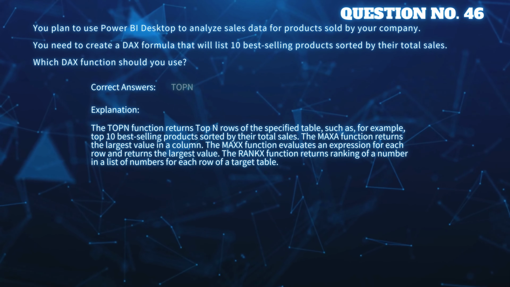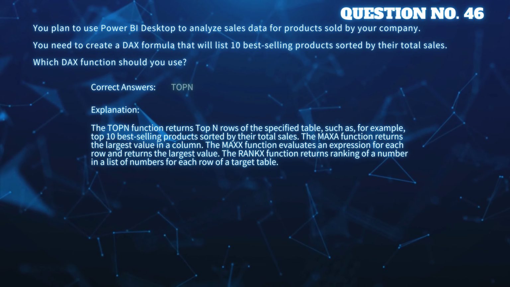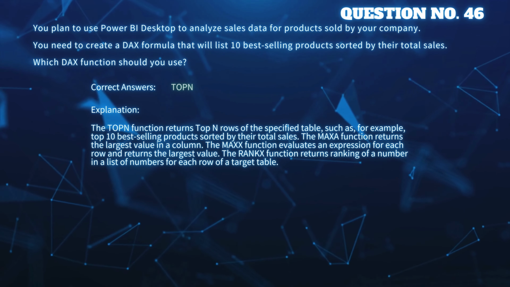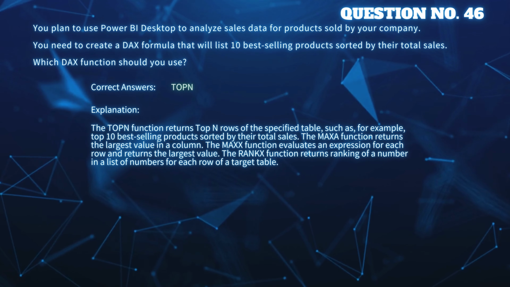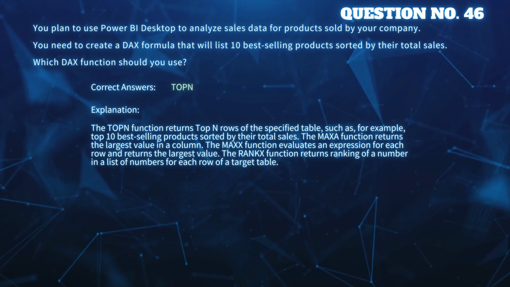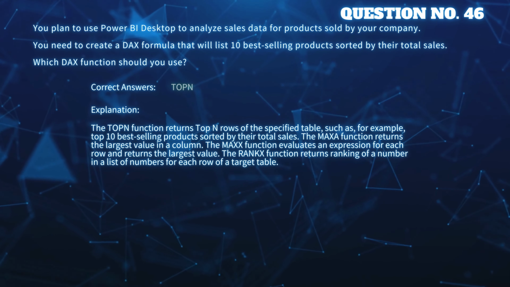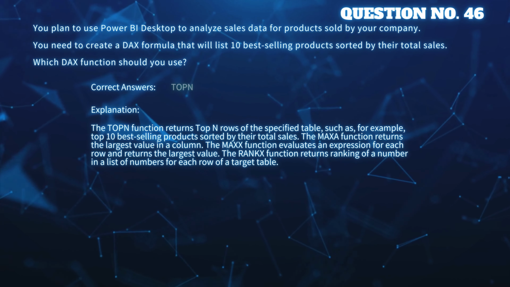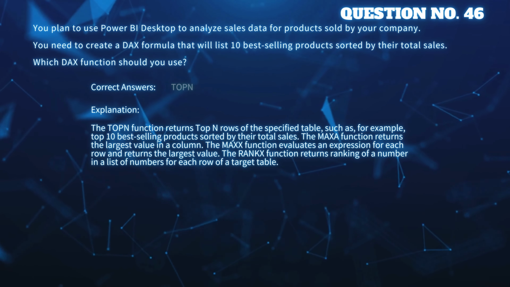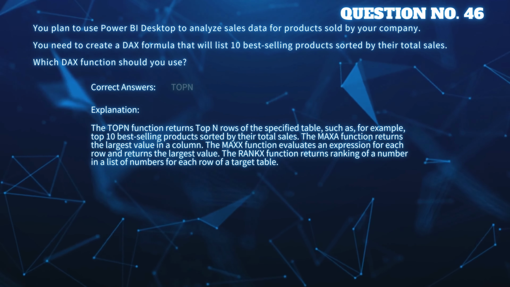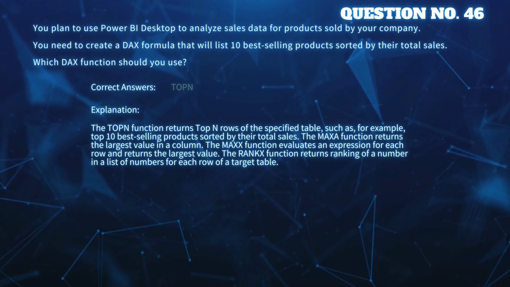Correct answer: TOPN. Explanation: the TOPN function returns the top n rows of the specified table, such as, for example, the top 10 best-selling products sorted by their total sales. The MAXA function returns the largest value in a column. The MAX function evaluates an expression for each row and returns the largest value. The RANKX function returns the ranking of a number in a list of numbers for each row of a target table.